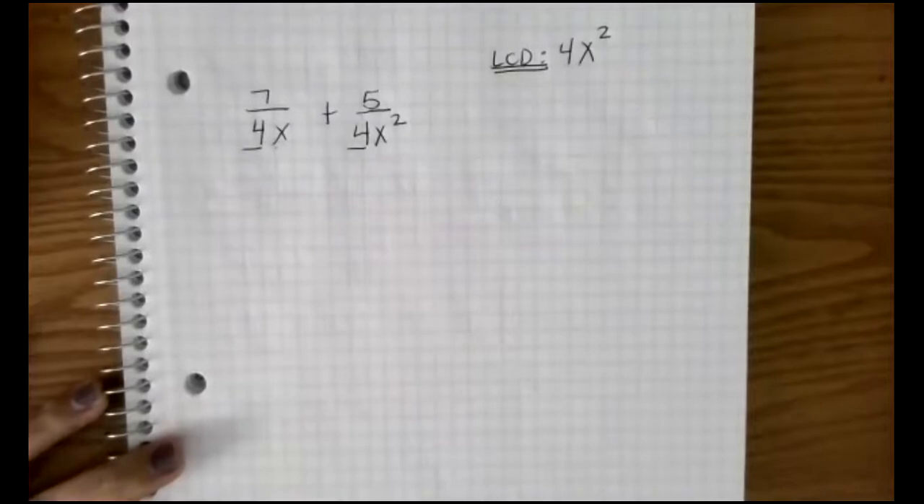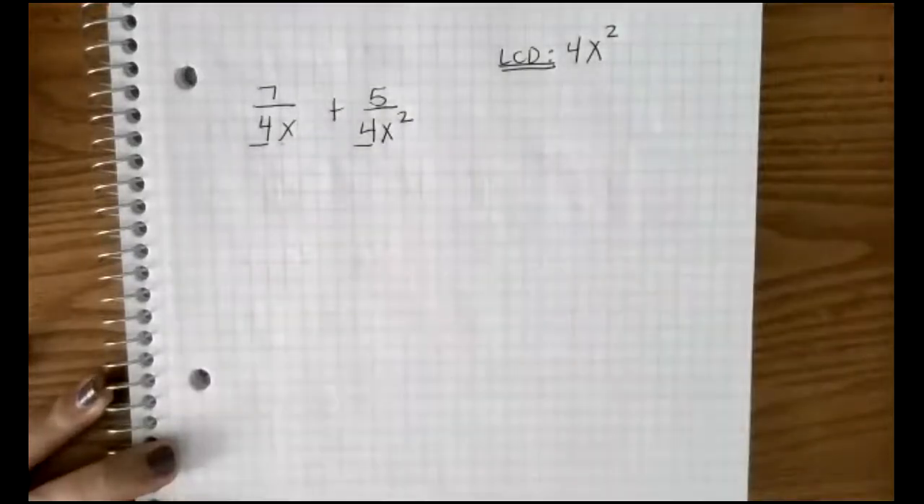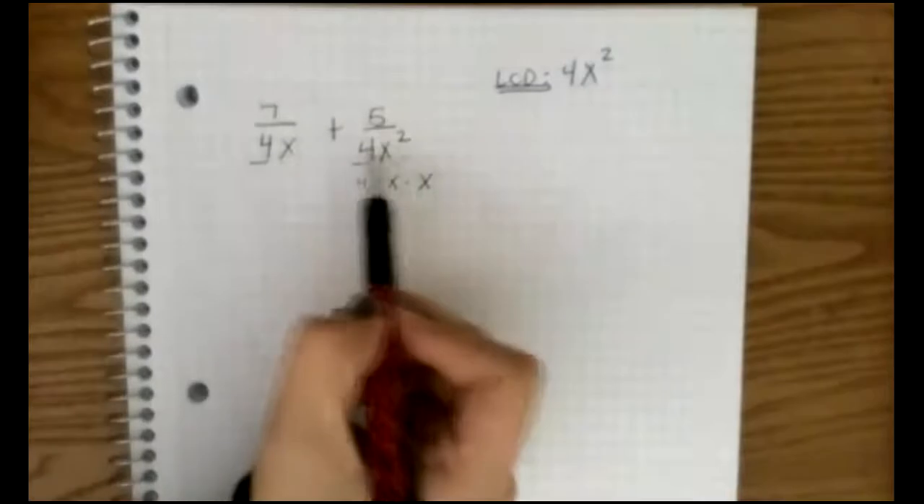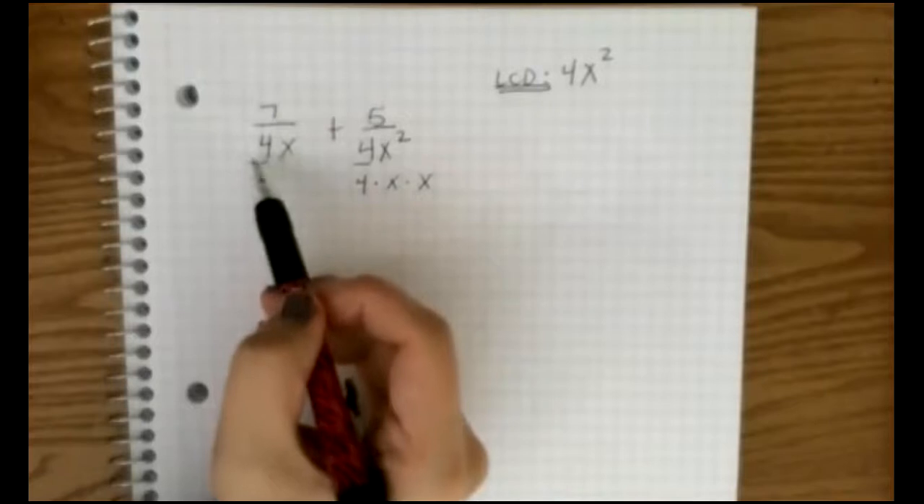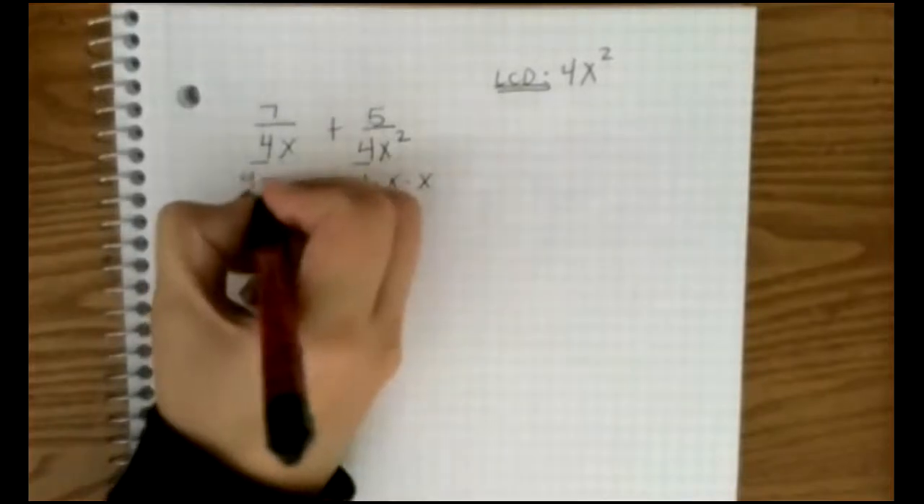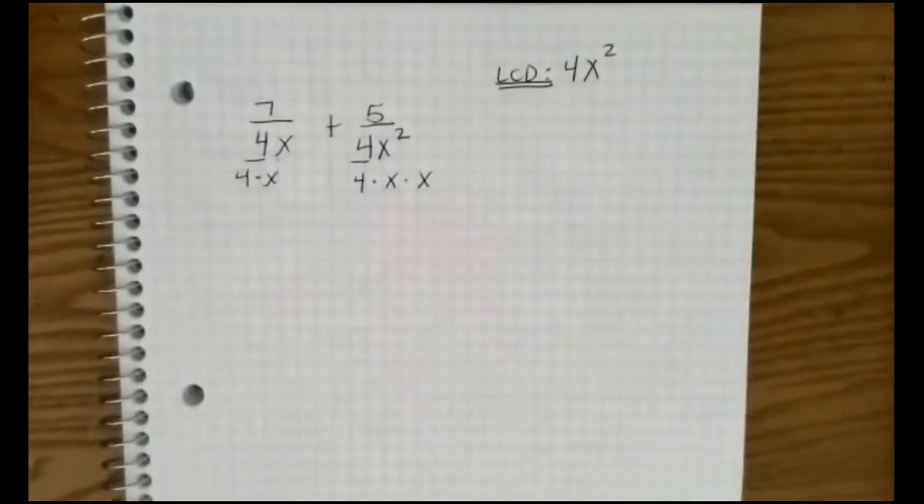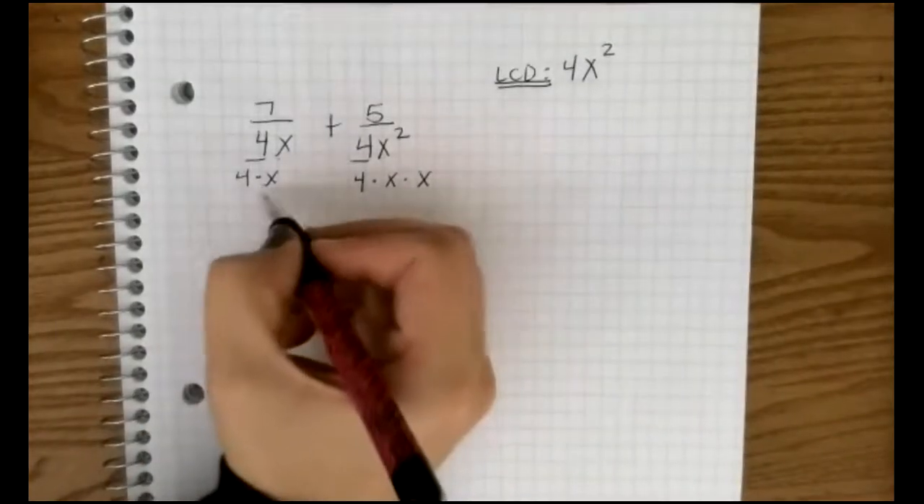All right. How can I, tell me in the chat if you know, how can I get 4x to become 4x squared? What do I need to multiply by? All right, so 4 times x squared is just 4 times x times x. Over here, I only have 4 times x. Maybe that helps you see. What would I need to multiply by? Good, good, good. I'm getting a couple answers now. I need to multiply by 1 more x, right? Because I have x squared here, which is 2 of them. I only have 1 x here.